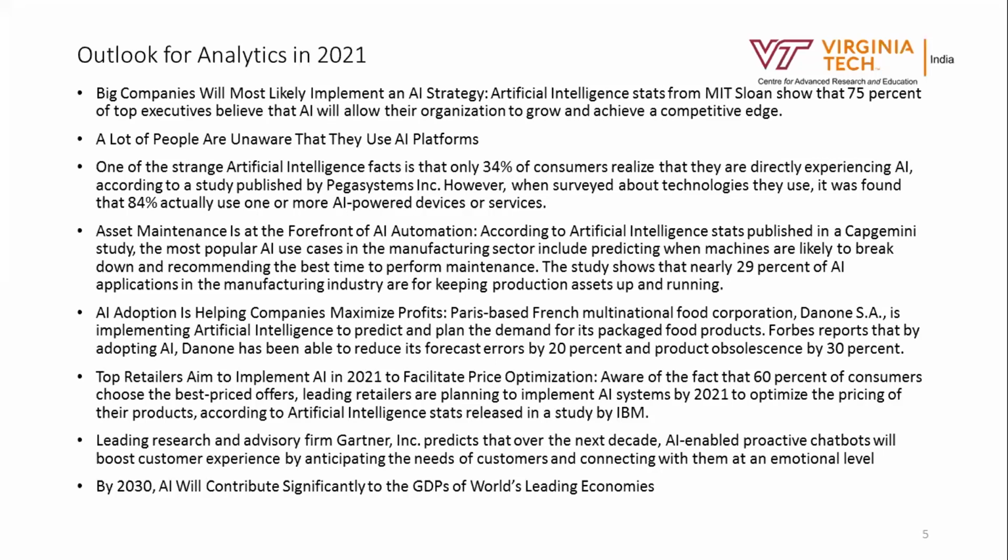The next point is not really an outlook, but more of a commentary, and in fact, the second and third bullet should go together. A lot of people today are unaware that they are using AI platforms. It has already spread a lot, and most of the people are not even aware of it. So what's likely to happen in 2021 is people will get more and more educated about what is there in the platforms they're using, whether there's any AI involved, and so on.